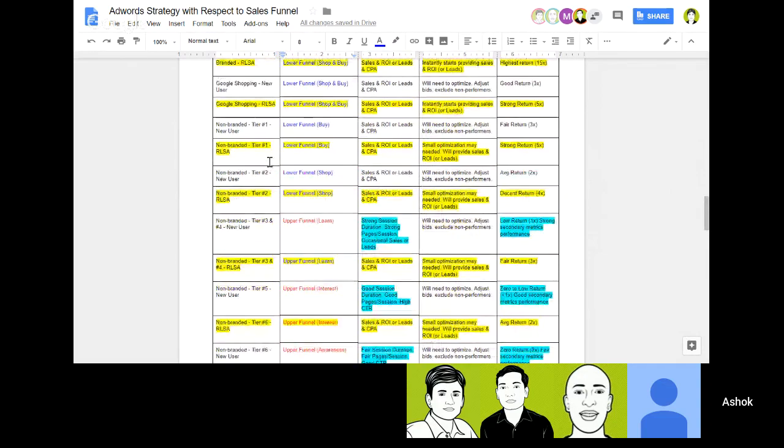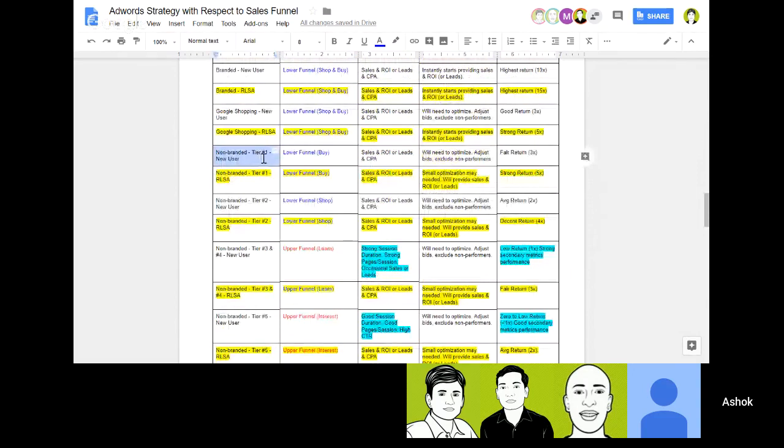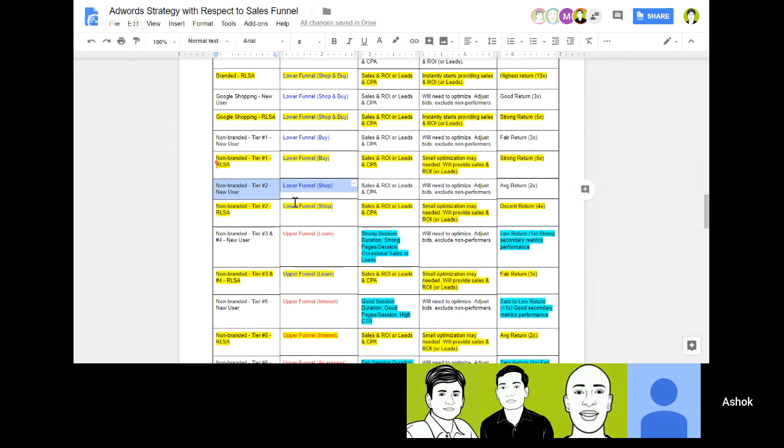So everything will be very easy to understand until here. Non-branded tier 1. This is where the journey starts for non-branded campaigns. And this is where you need to think a little broader to decide which keywords belong to which non-branded tier. So if you are targeting tier 1, or a buy phase, their expected return is also 3 times, a fair return. So tier 1 is a buy phase, tier 2 is a shop phase, tier 3 and 4 are upper funnel.